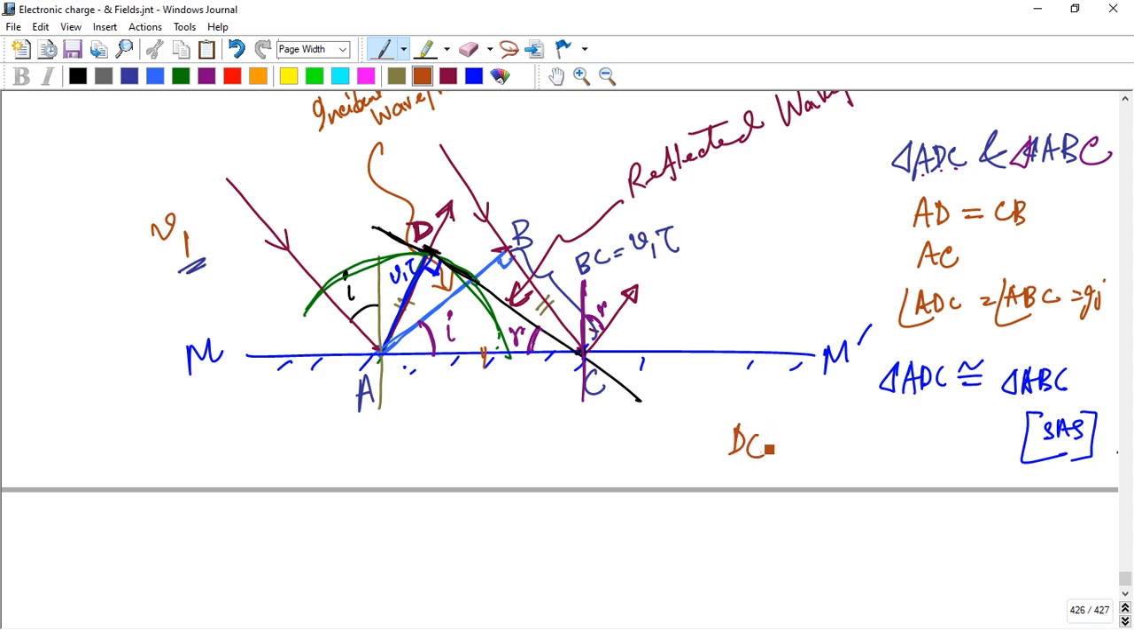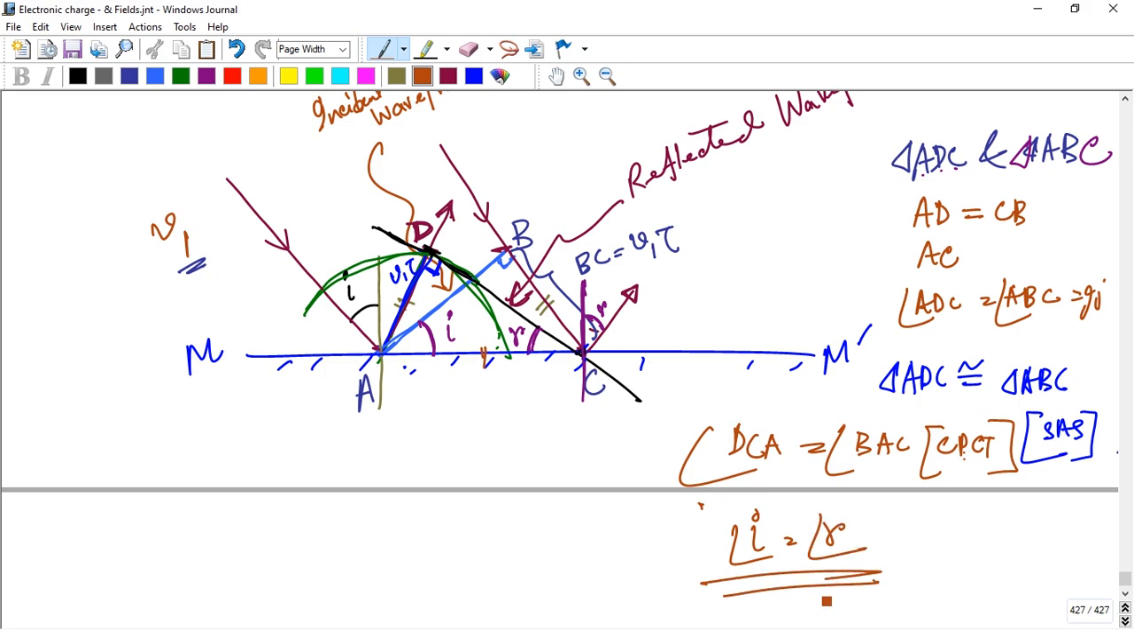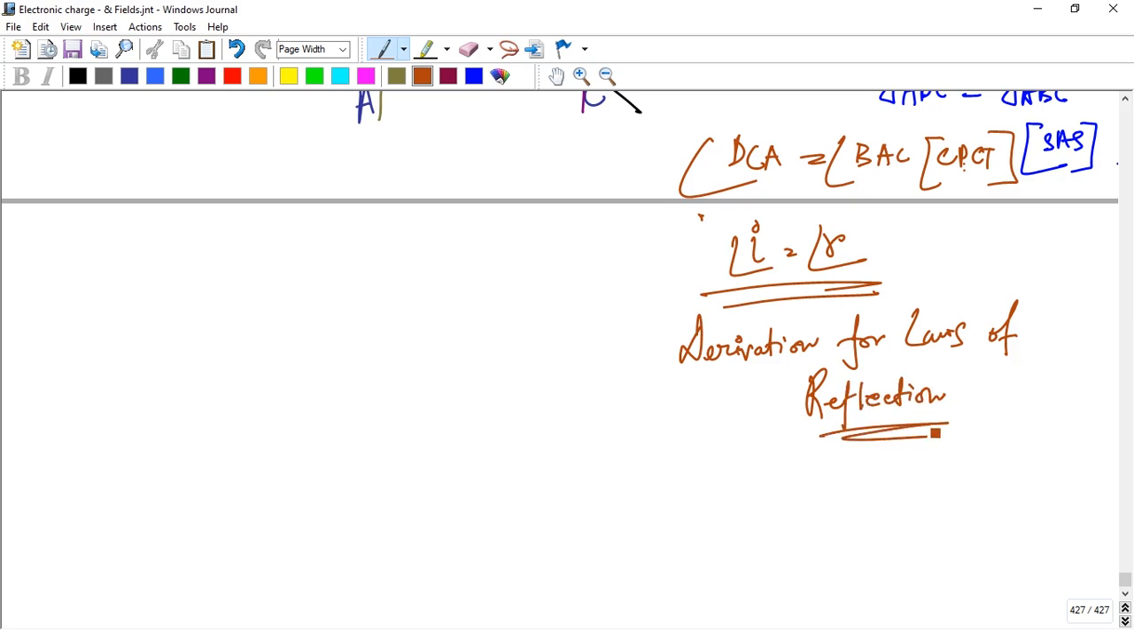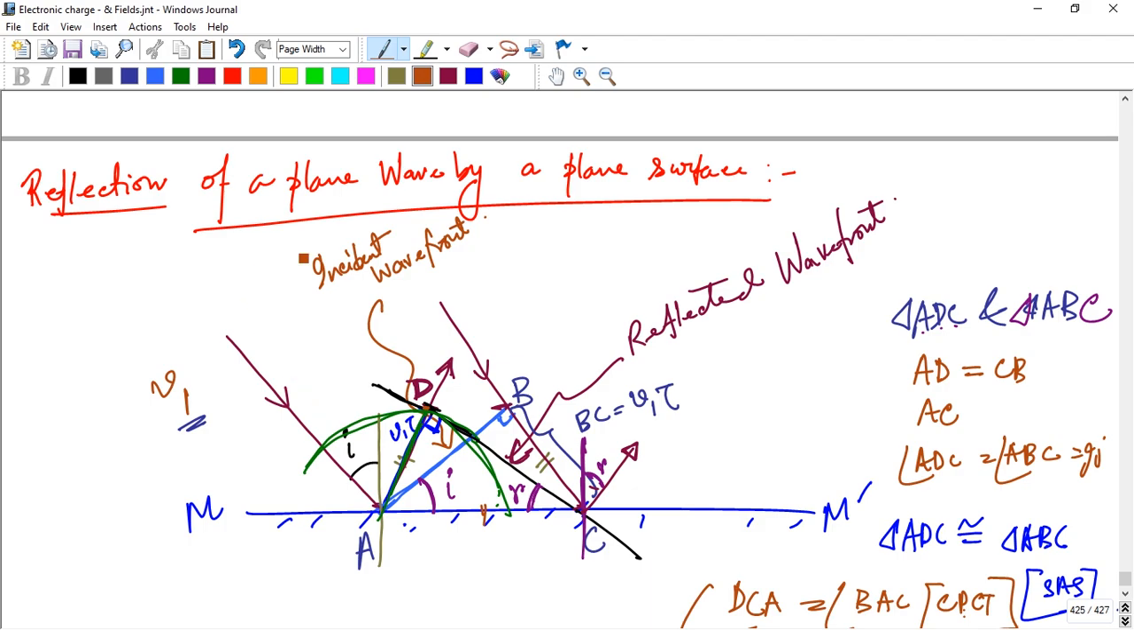Now after proving the congruency, angle DCA from triangle ADC is equal to angle BAC from triangle ABC. From CPCT, corresponding parts of congruent triangles, I is equal to R. Now we have the laws of reflection. That is the derivation for the laws of reflection.